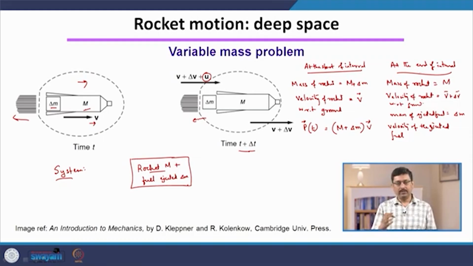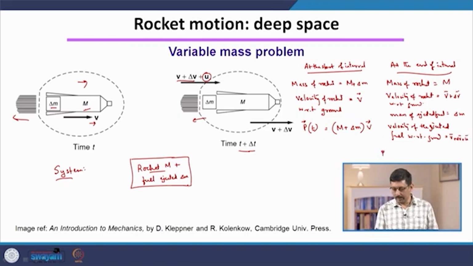Then from the ground, by applying vector laws of addition, the velocity of the fuel with respect to ground should be the velocity of the rocket with respect to ground plus the velocity of the fuel with respect to rocket. So, the velocity with respect to ground will be this much.